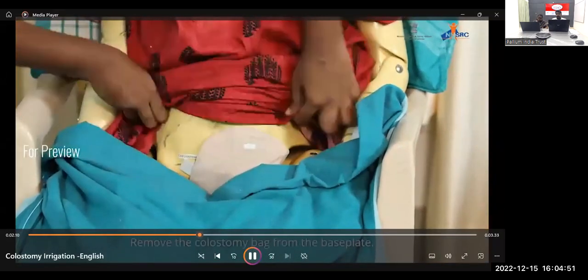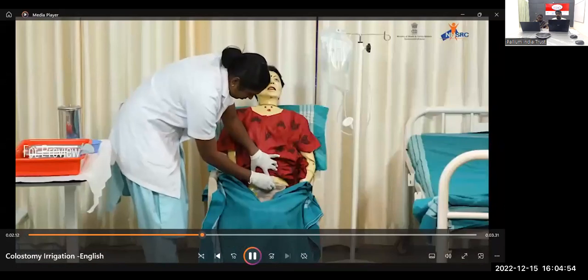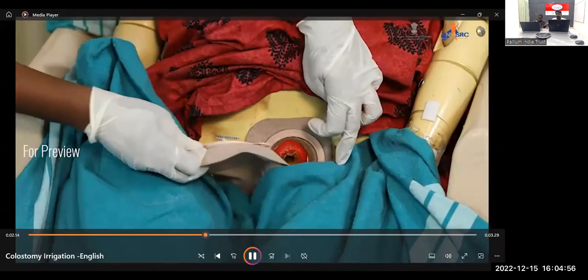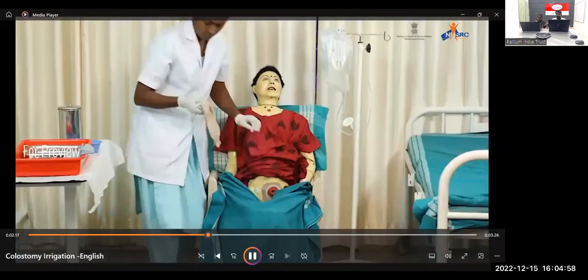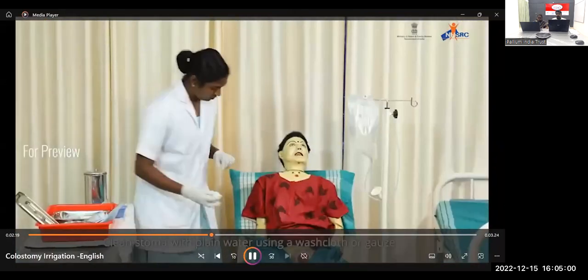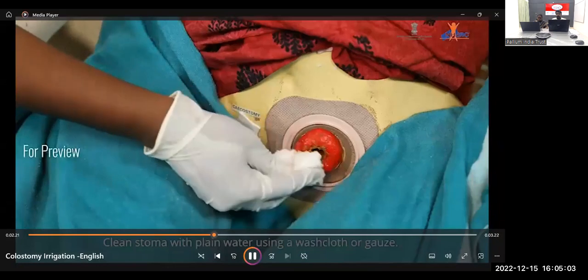Remove the colostomy bag from the base plate. Clean the stoma with plain water using a washcloth or gauze.